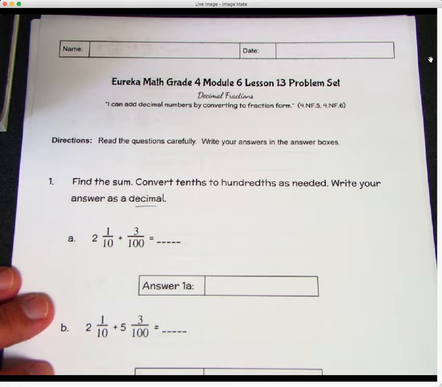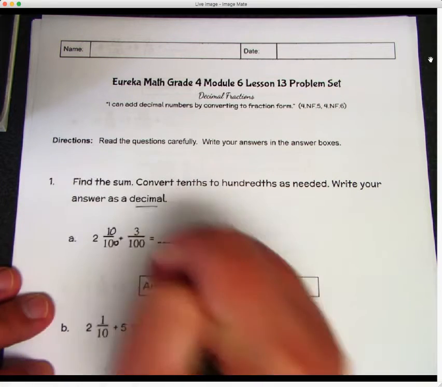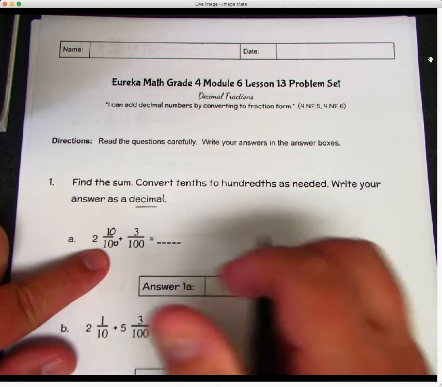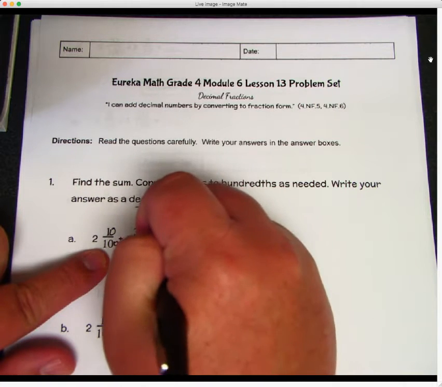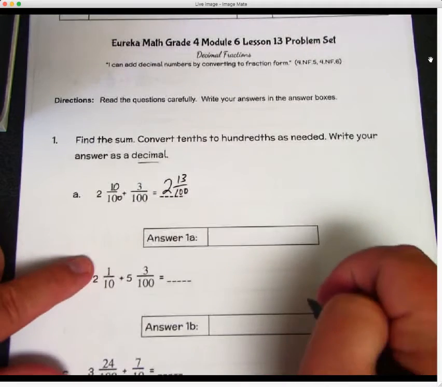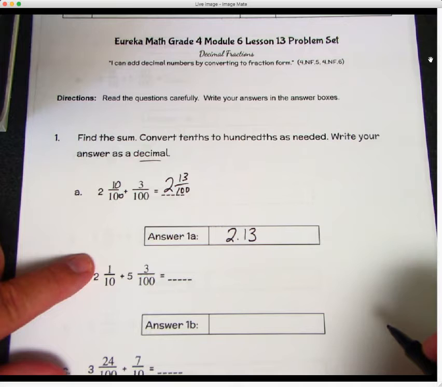So 2 1/10 plus 3 hundredths. Same thing we did yesterday. To make the tenths hundredths, we just add a 0. Super easy. So 2 10 hundredths plus 3 hundredths is going to be what? It's going to be 2 13 hundredths. Write your answer as a decimal. 2.13.